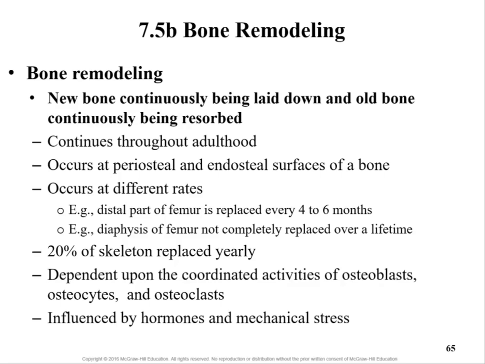Bone remodeling is going to occur at different rates depending on which part of the bone you're in. For example, the distal part of the femur is replaced about every 4 to 6 months, while the diaphysis of the femur is not completely replaced over an entire lifetime. Every year, about 20% of your skeleton is replaced, and this is dependent upon the coordinated activities of osteoblasts, osteocytes, and osteoclasts, and it's influenced by hormones and mechanical stress.